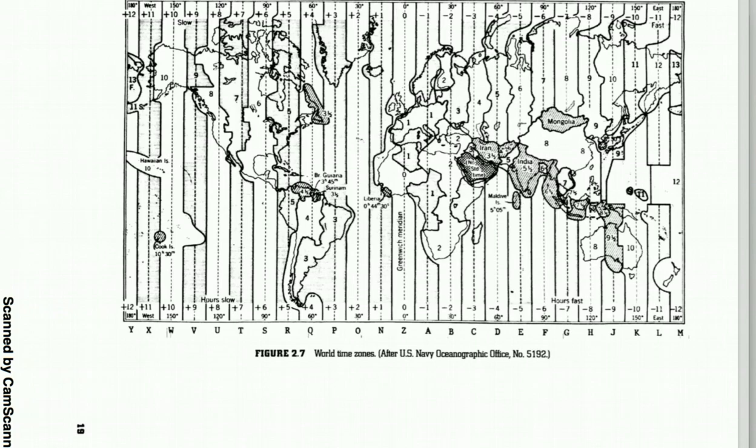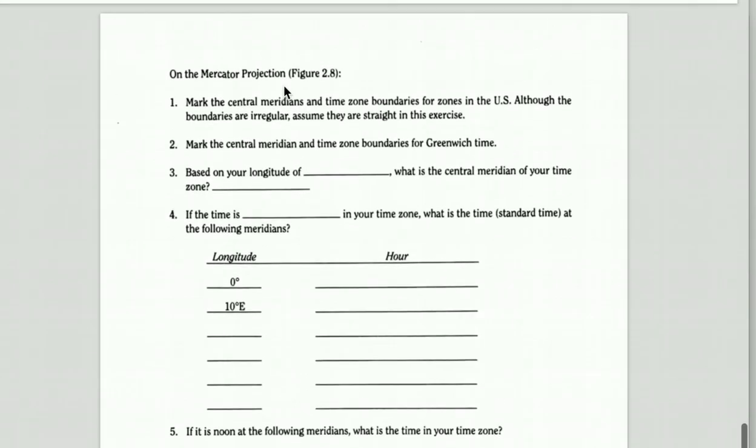you should pretty much learn this in class, but I like to go over and do some of page 20 with people so it actually applies and makes sense. Alright. Skip on page 20, skip 1, 2, and 3. And then on 4 it says if the time is, and we're going to use 1 p.m. in your time zone, what is the time or standard time at the following meridians?